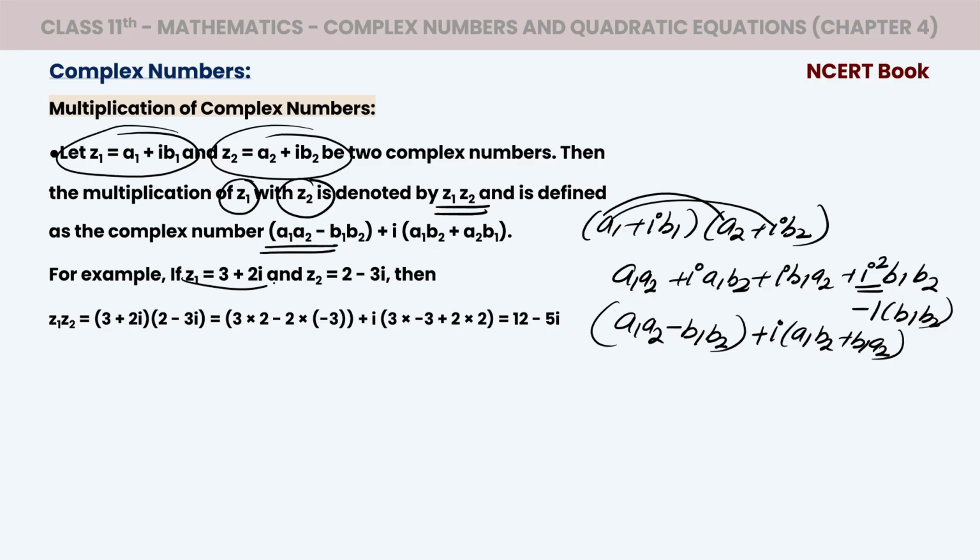So let's see the value here. This is z1, this is z2. z1 is equal to 3 plus 2 iota, and z2 is equal to 2 minus 3 iota. So students, how to multiply?